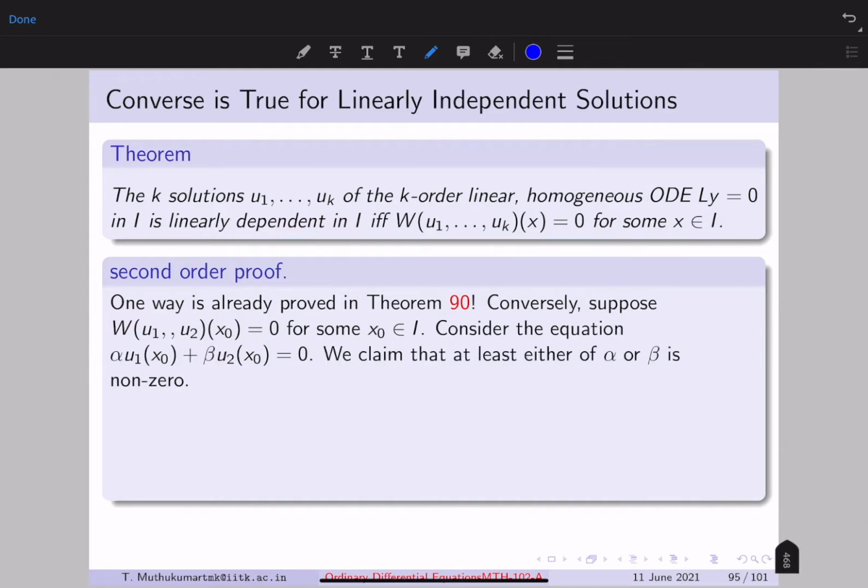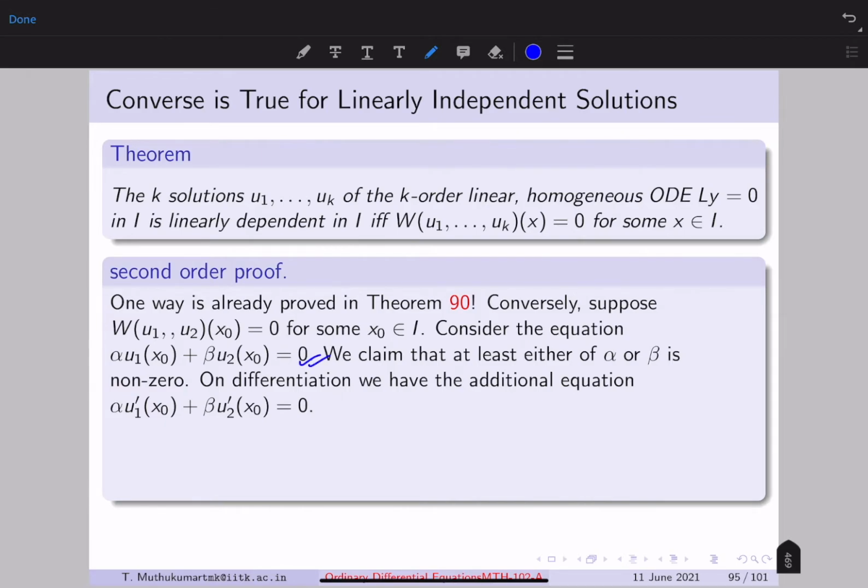Now look at the linear combination alpha u1 of x naught plus beta u2 of x naught. Now we claim that at least either alpha or beta is non-zero. I mean, basically both cannot be 0. That's what we need to prove. So how do you show that? You differentiate this equation. When you differentiate, you get alpha u1 prime of x naught plus beta u2 prime of x naught.